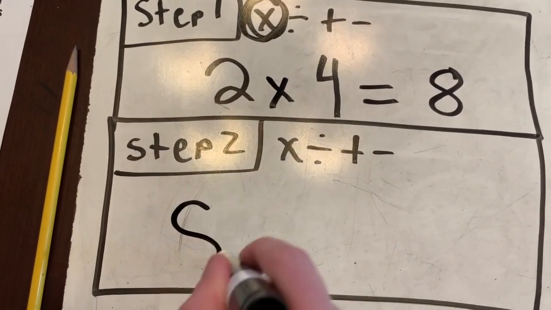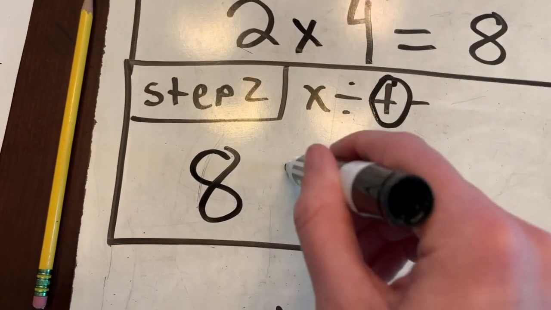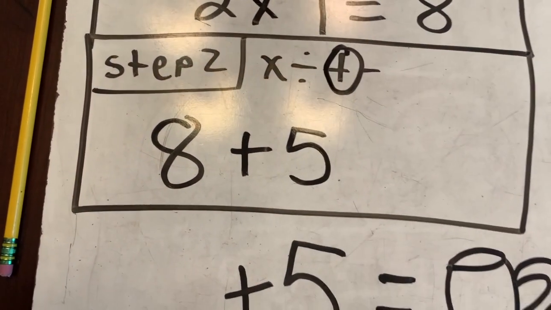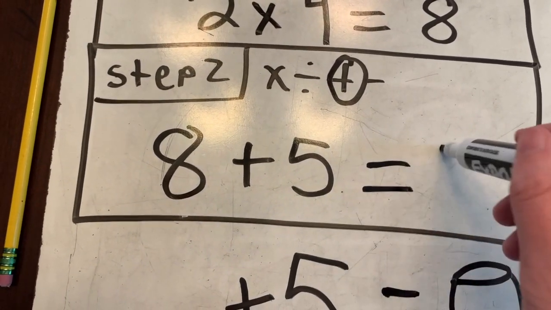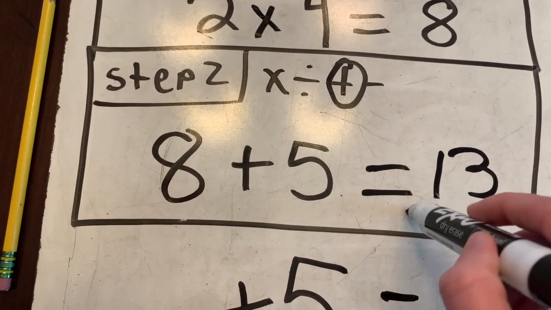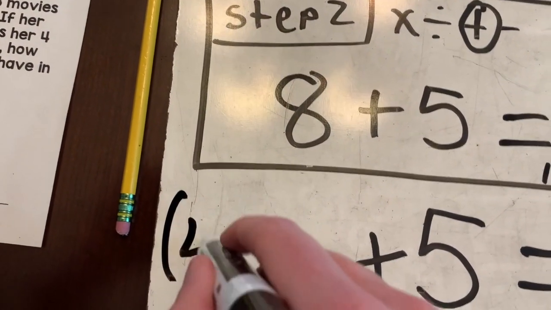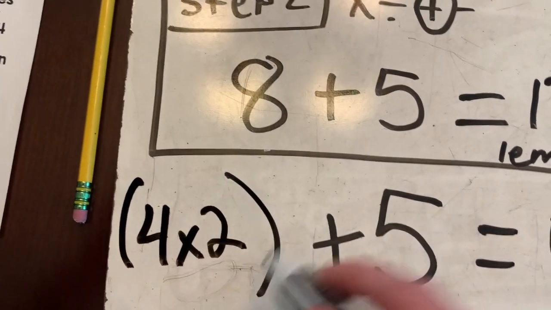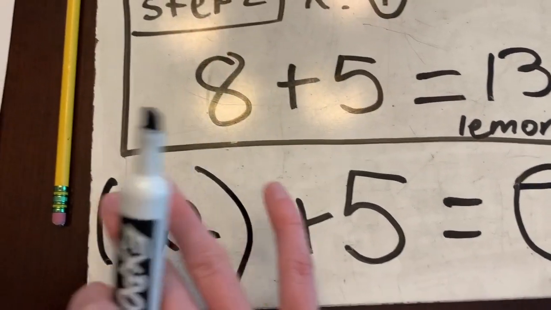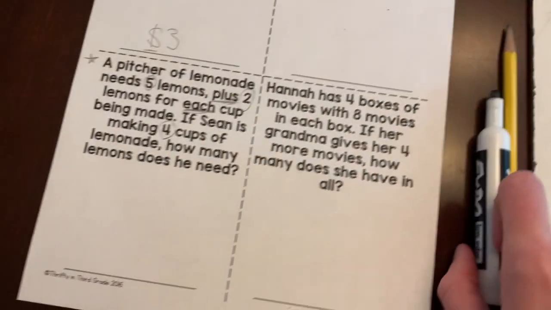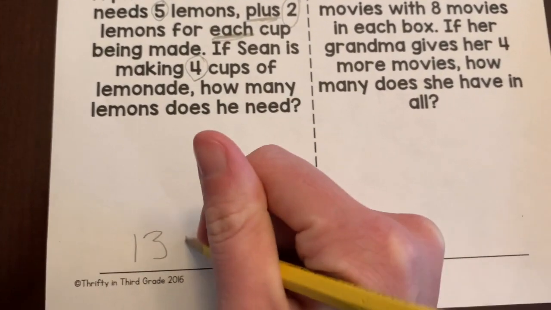Now I have the 8 lemons I need. I still need to add the other 5. 8 plus 5 gives me 13 lemons. Our equation would look like this. Now this looks familiar, doesn't it? So you don't have to write this on your page. All I need to see is 13 lemons.